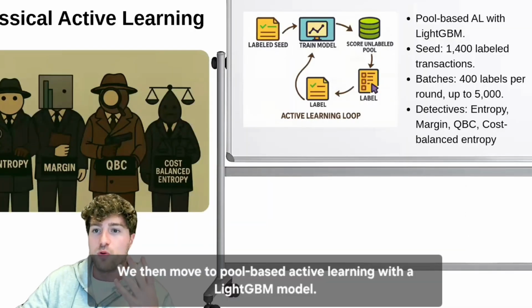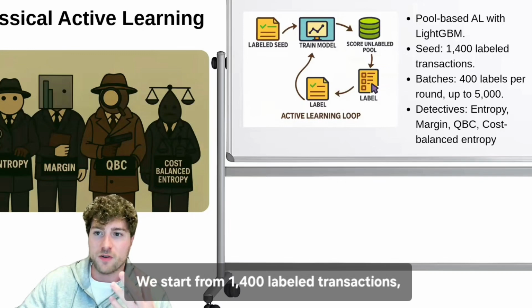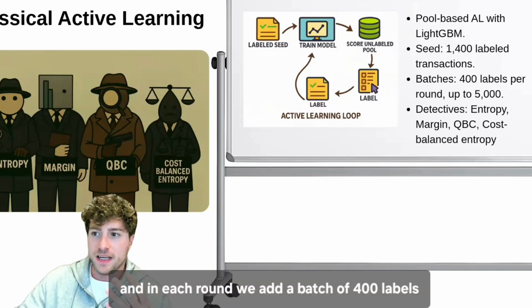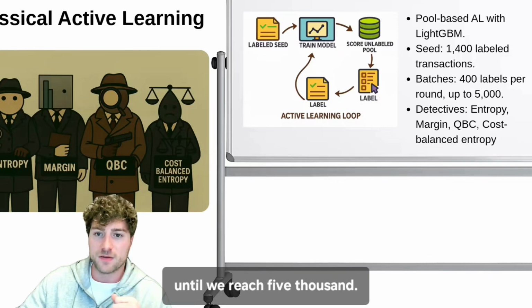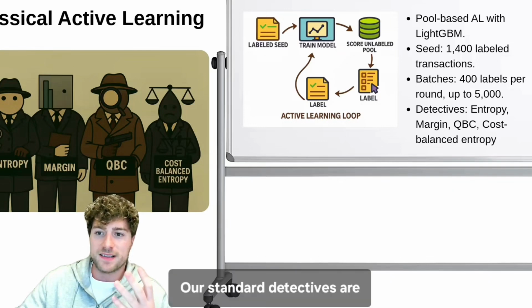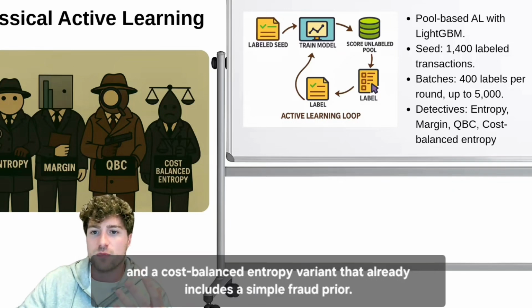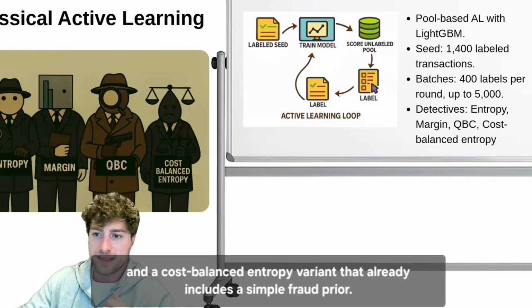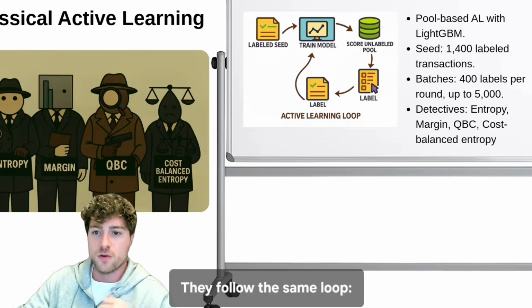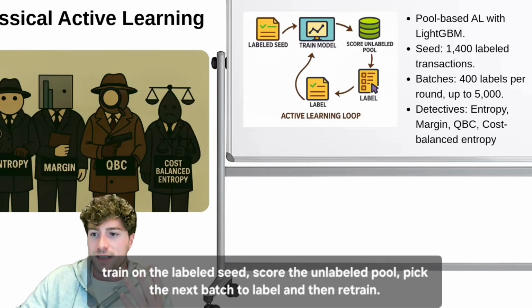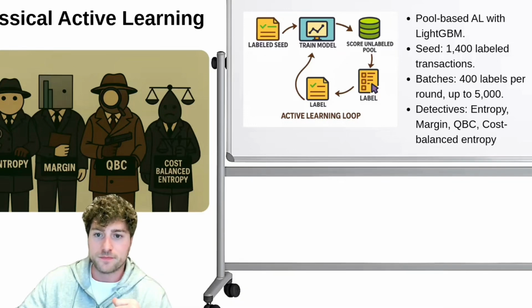We then moved to pool-based active learning with a LightGBM model. We started from 1,400 labeled transactions, and in each round, we add a batch of 400 labels until we reach 5,000. Our standard detectives are entropy, margin, query by committee, and a cost-balance entropy variant that already includes a simple fraud prior. They follow the same loop: train on a labeled seed, score the unlabeled pool, pick the next batch to label, and then retrain.